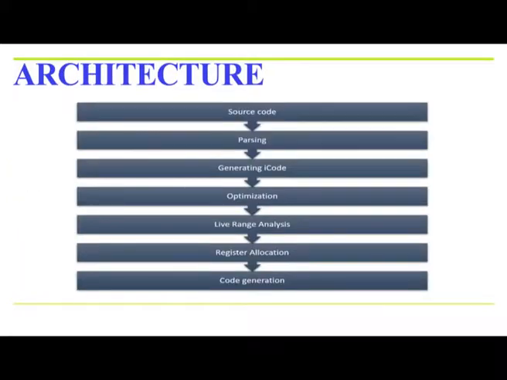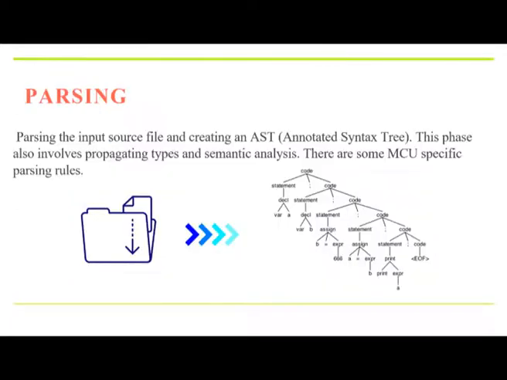Moving on to the architecture part of the compiler, like any other compiler, this also goes through several different phases and each one of them has a specific role. I'll be talking about each of these phases. The first step is parsing. This involves parsing the input source file and creating an AST, that is an annotated syntax tree.